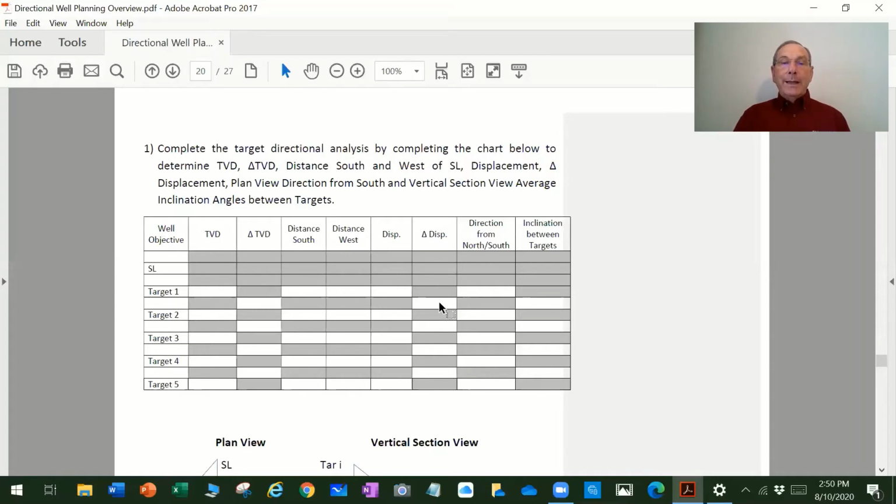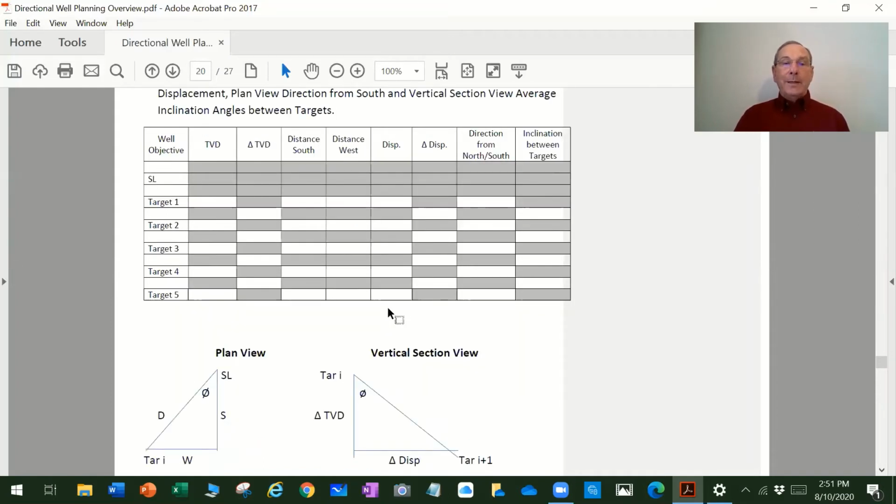We can calculate a change in displacement between each target. We can also calculate a change in TVD between each target. And then we can calculate a direction from the surface location to each target. And then we can calculate inclination between each target to see how they are aligned in space.